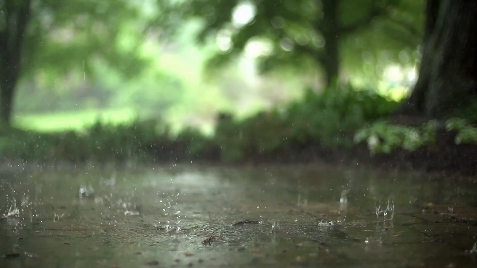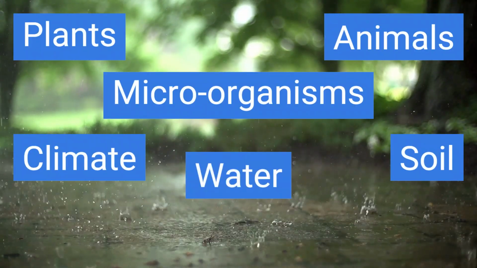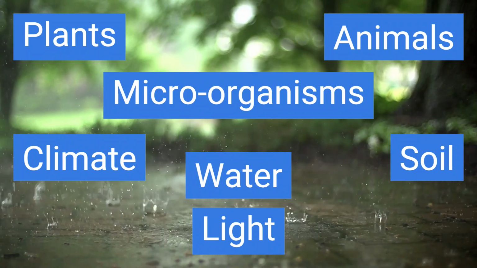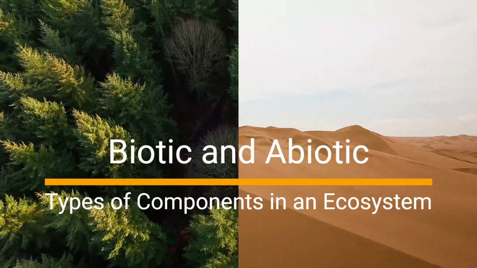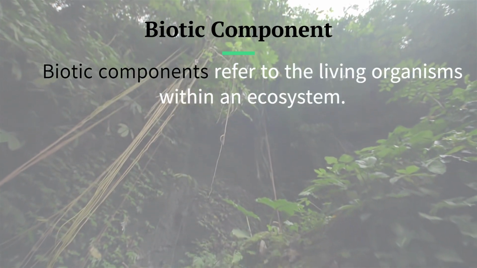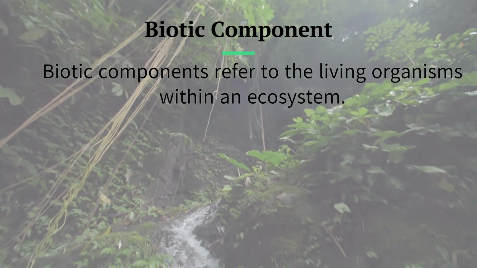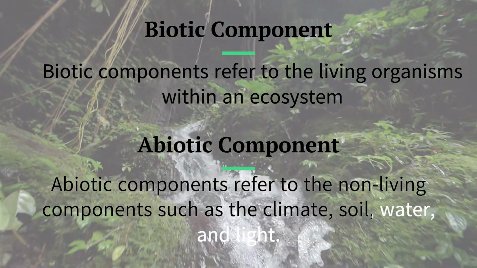This means that everything from plants, animals and microorganisms to the climate, soil, water and light are all interconnected and have a direct impact on one another. It's like a complex web of interactions that keep the ecosystem functioning. Biotic and abiotic are the two types of components in an ecosystem. Biotic components refer to the living organisms within an ecosystem, while abiotic components refer to the non-living components such as the climate, soil, water and light.